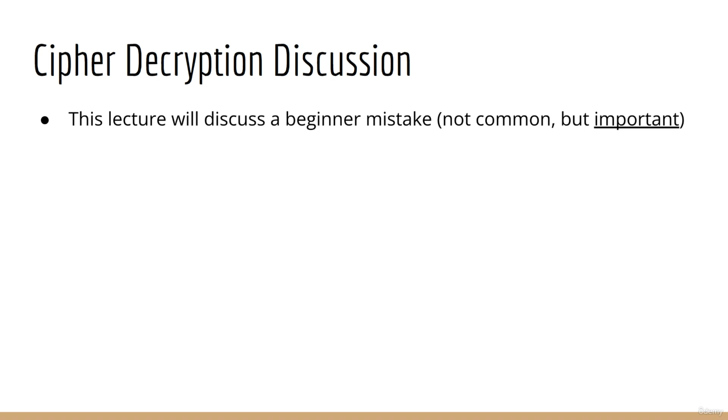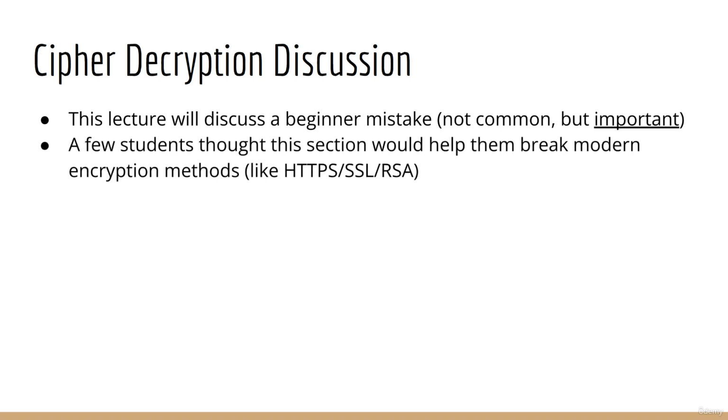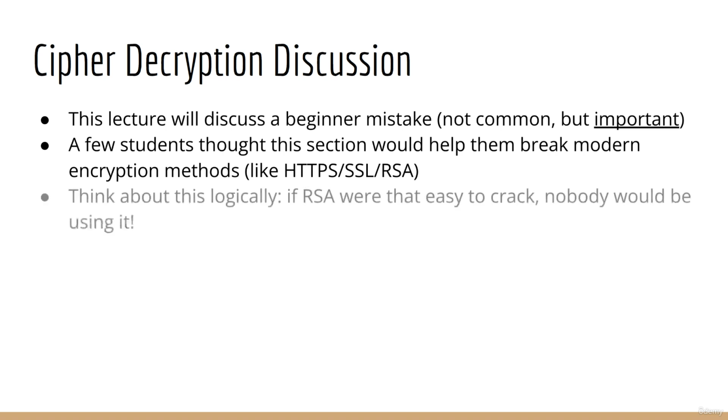Okay, so the mistake is that a few students have come to this section thinking that you could use this technique on modern encryption methods, such as RSA. Now, to think about why this is a mistake, you really just have to think logically. If this method were that easy to crack, then we simply wouldn't be using it. Remember that the whole point of using strong encryption is that it cannot be broken using current technology.